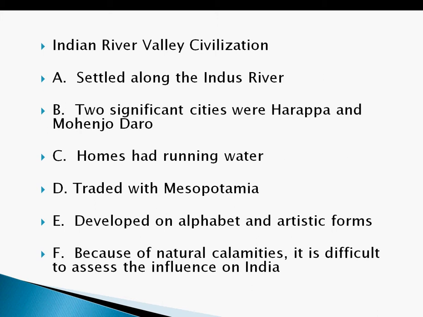Another area that we don't know too much about is the Indus River area, which is in modern-day Pakistan. Harappa was a city that they have excavated, and Mohenjo-Daro. Both ceased to exist. Some natural calamity, they suspect, came through and wiped them out. They did have a written language, but no one has been able to decipher it. But very little is known about them.